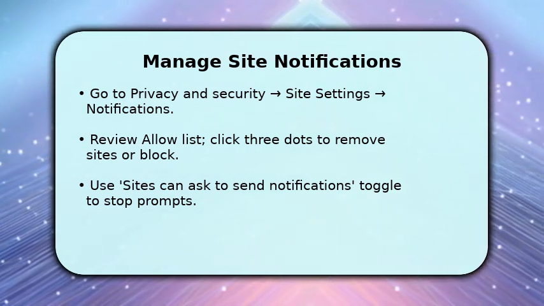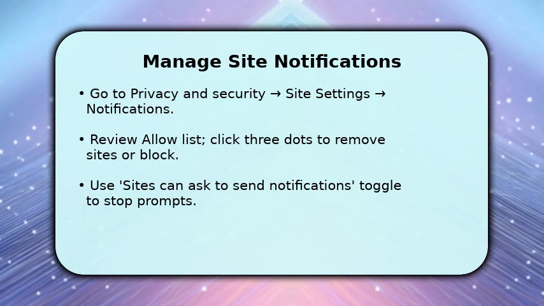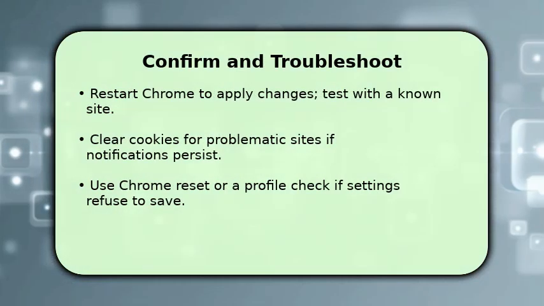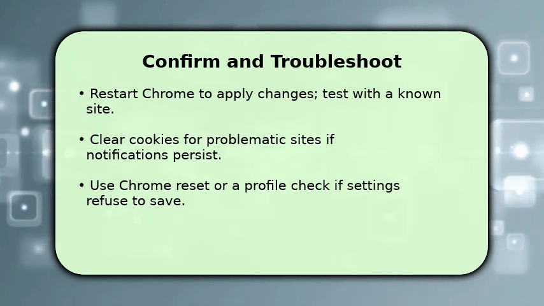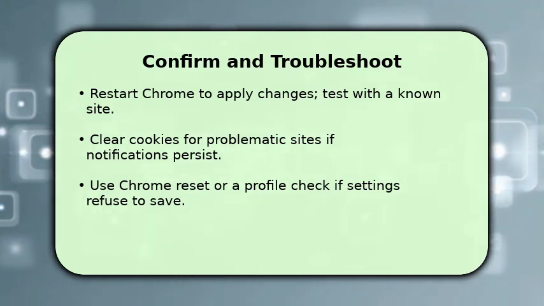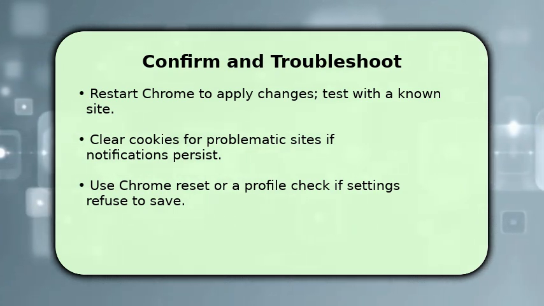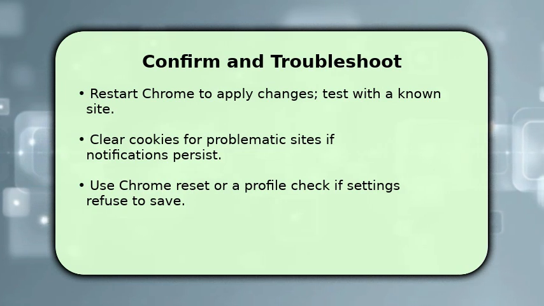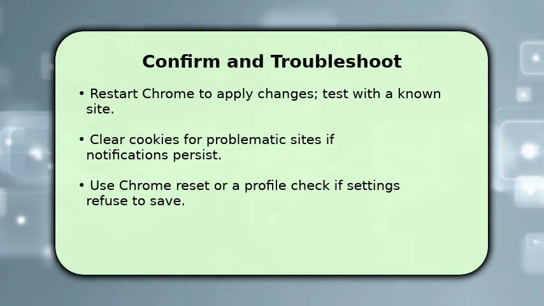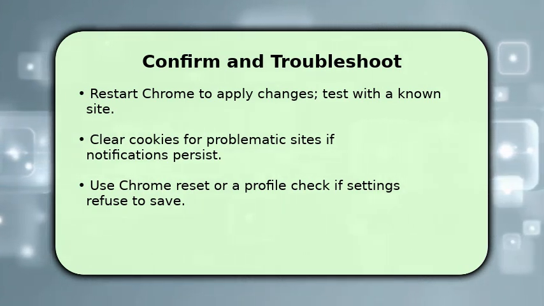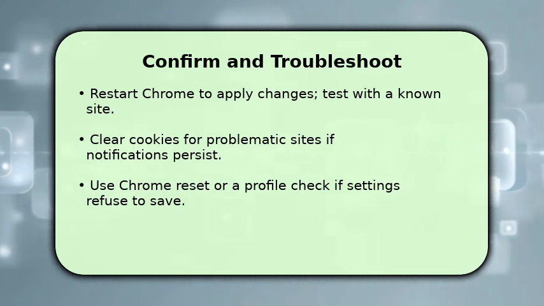To finish, restart Chrome and test by visiting a site that previously notified you. Confirm no pop-ups appear. If a specific site still sends notices, clear its cookies and site data. This removes stored permissions. Once done, make sure you're signed into the correct Chrome profile because settings are profile-specific. Otherwise, changes may look lost.